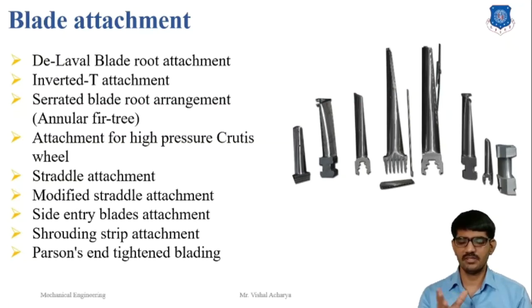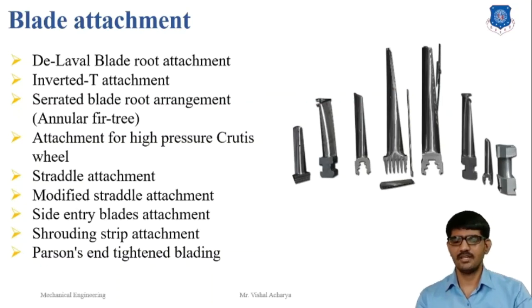The form of the attachment should be such that the centrifugal force on the blade is transmitted to the disc in the simplest and most direct manner, and the blade should be securely attached. Here are a number of types of blade attachment. First is the dovetail blade attachment or root attachment, inverted T attachment, serrated blade root arrangement or annular fir tree attachment for the higher pressure Curtis wheel, straddle attachment, modified straddle attachment, side entry blade attachments, soldering blade attachment and Parsons and tight chain blading attachment.